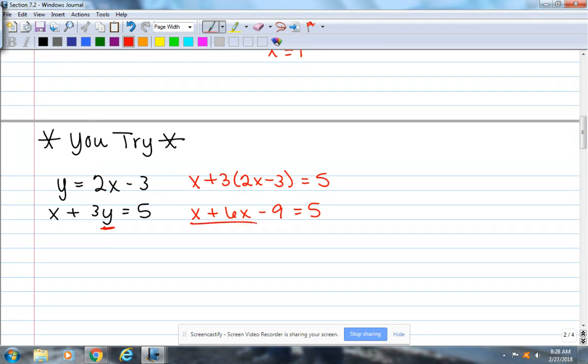And then what did you do? Like terms. What's x plus 6x? 7x minus 9 equals 5. Then what did you do? What's 9 plus 5? 7x equals 14. And then you divided by 7. And x equals what? 2.